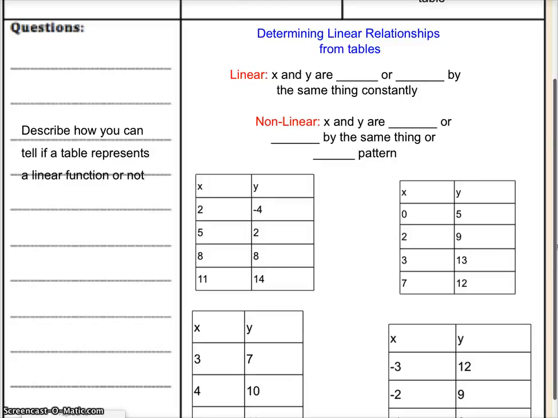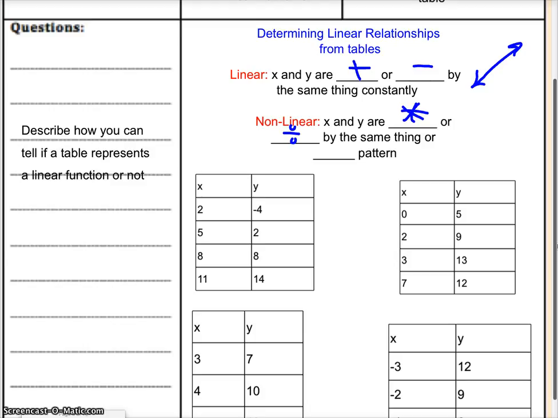Okay, determining linear relationships from tables. Linear means x and y are being added or subtracted by the same thing. Constant rate. Yep, this is fun. Nonlinear would mean you are multiplying or dividing by the same thing. So linear looks like this.